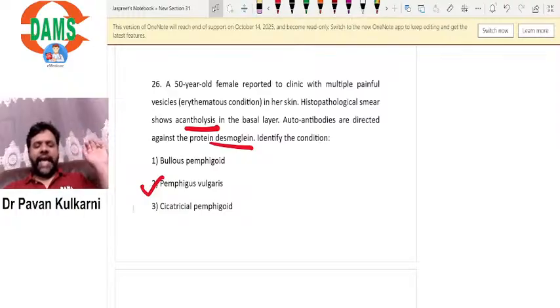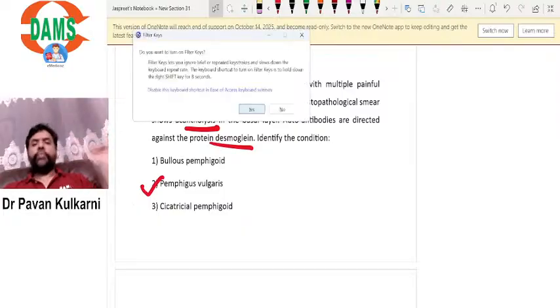Here they are saying acantholysis in the basal layer. That means the basal layer is intact. Above the basal layer, you are going to see acantholysis, because that is nothing but an intraepidermal split or suprabasilar split. It's also called suprabasilar, above the basal cells. So typically in Pemphigus, you are going to see these suprabasilar splits, where in that split space you will see small cells.